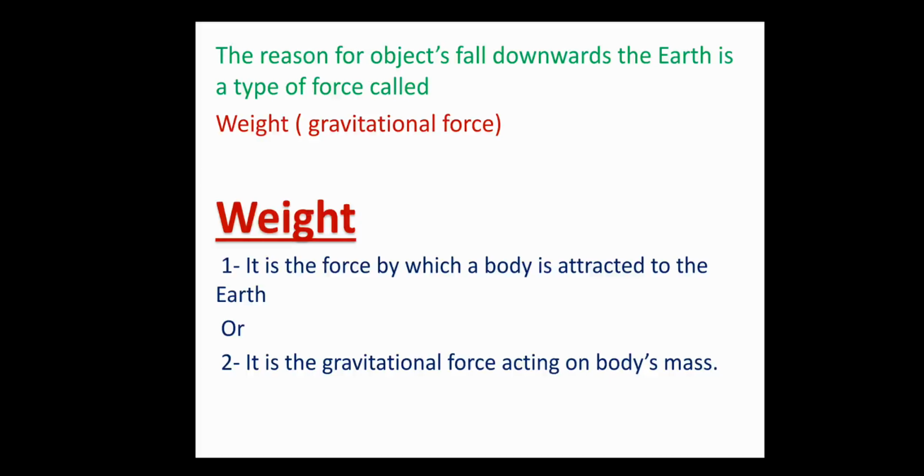Why? The reason for the object to fall downward to the Earth is a type of force. This type of force is called weight, or gravitational force. So, what is the weight?